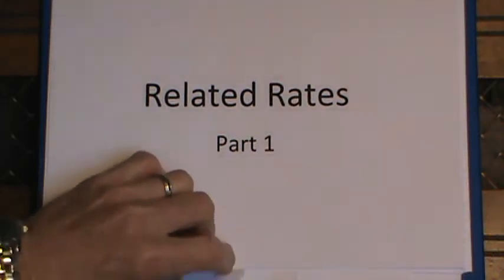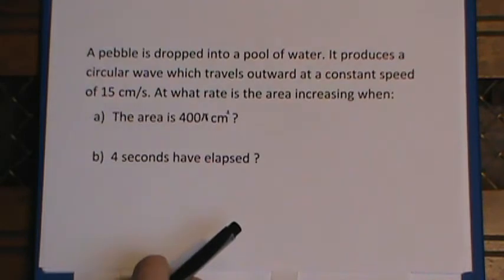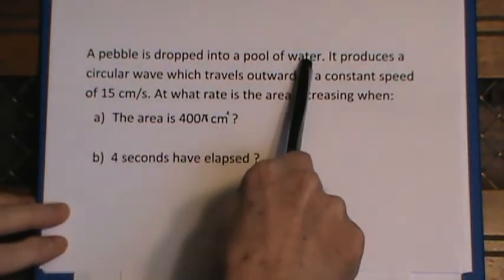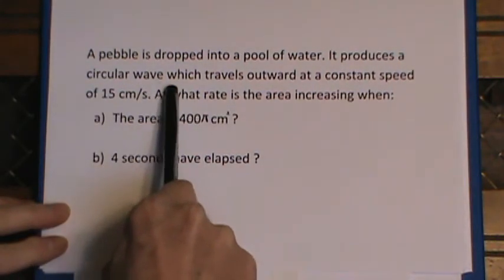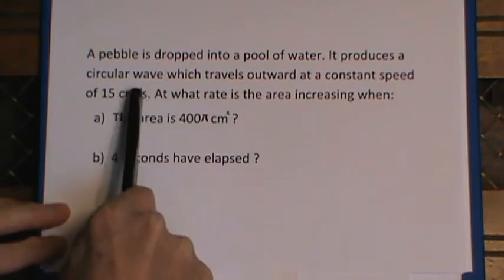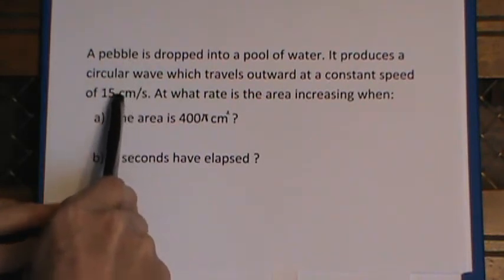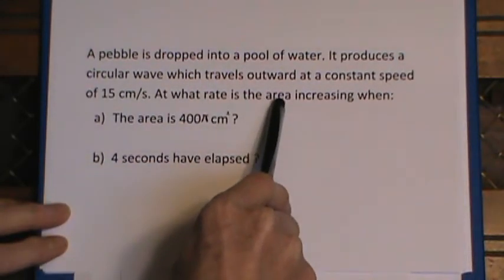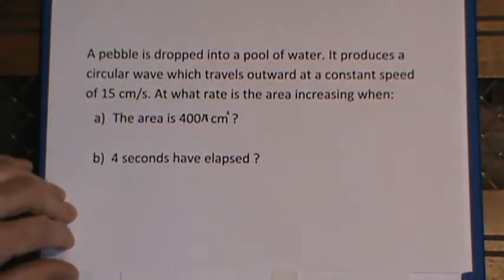In the section on related rates in calculus, one of the first problems that usually is presented involves a circular wave. So in this question we've got a pebble dropped into a pool of water that produces a circular wave which travels outward at a constant speed. Now, when you're setting up your variables, remember this is a rate, and we're looking for a rate of change of area under two conditions here.